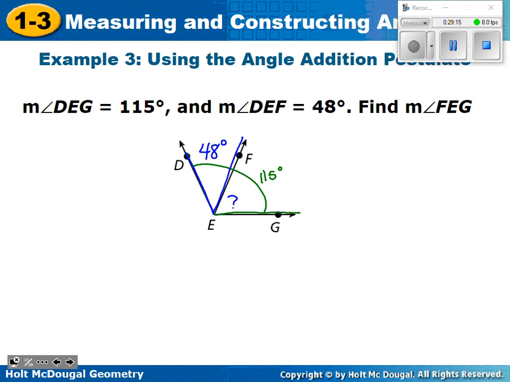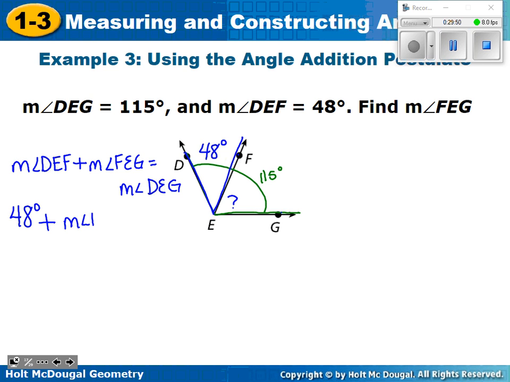If you're not sure what to do, write out your angle addition postulate. Part plus part equals whole. So you could say the measure of this little angle, DEF, plus the measure of the other little angle, FEG, should equal the great big angle, measure of angle DEG. And then plug in your numbers. So DEF, according to the problem, was what? 48. Plus, we're looking for FEG, so we don't know the measure of that angle yet, equals, and what was the great big angle DEG? 115.